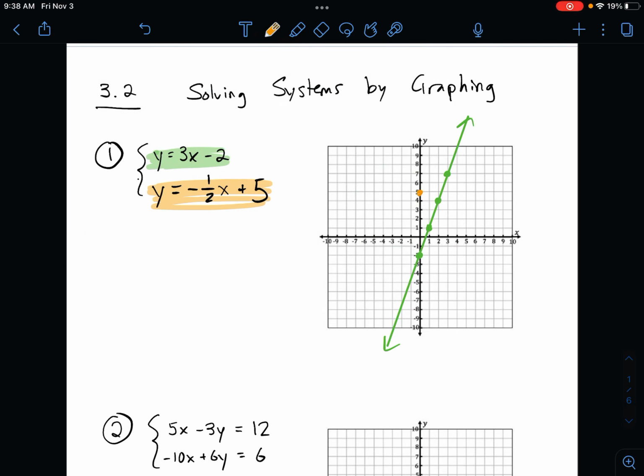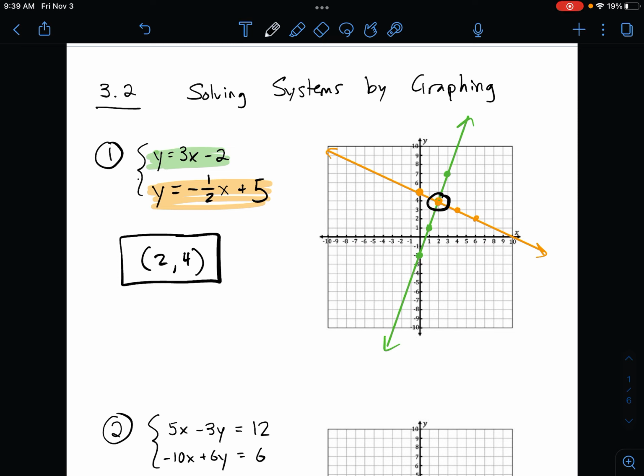The one in orange, we start at 5 for my y-intercept. My slope is -1 over 2, so I go down 1 and right 2. Then I go down 1 and right 2, and I can keep going. But we can already see that they're going to intersect at this point right here. If we look at the coordinates of the point of intersection, remember that point where they intersect is my solution. So we're going to have the solution at 2, 4.